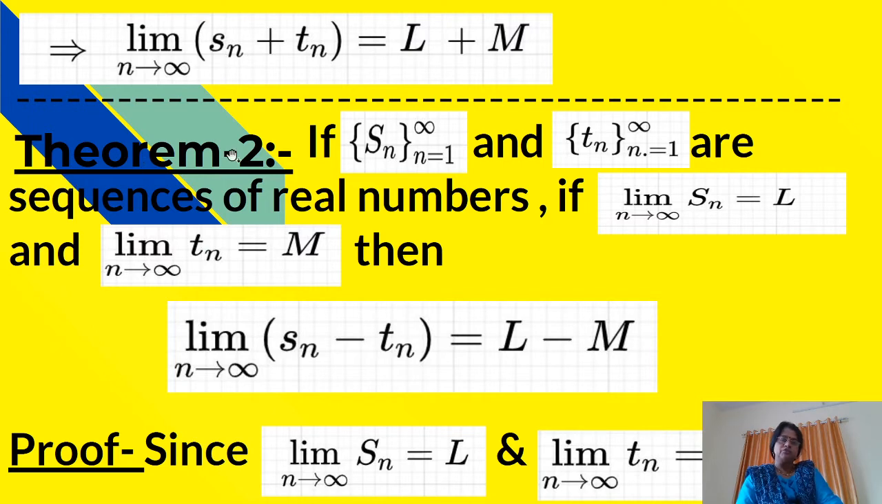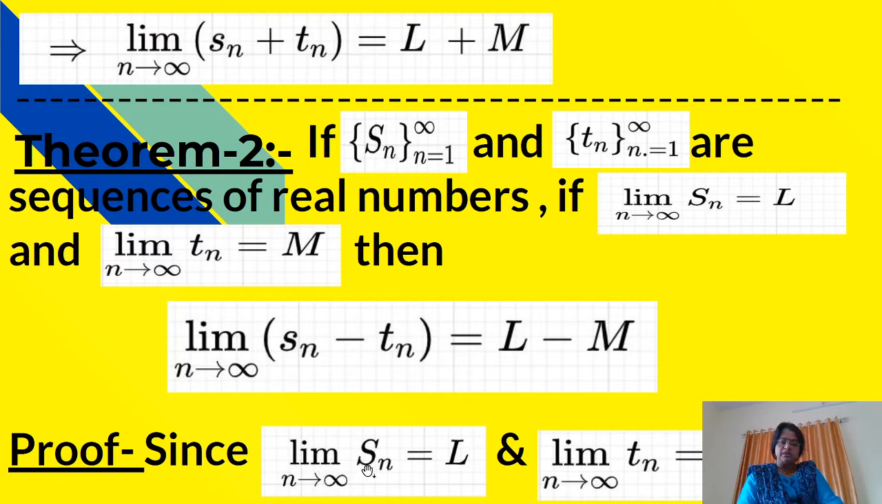Now see theorem 2. If Sn, n from 1 to infinity, and Tn, n from 1 to infinity, are sequences of real numbers, if limit n tends to infinity Sn is equal to L and limit n tends to infinity Tn is equal to m, then limit of Sn minus Tn as n tends to infinity is equal to L minus m. Now see the proof of theorem 2.